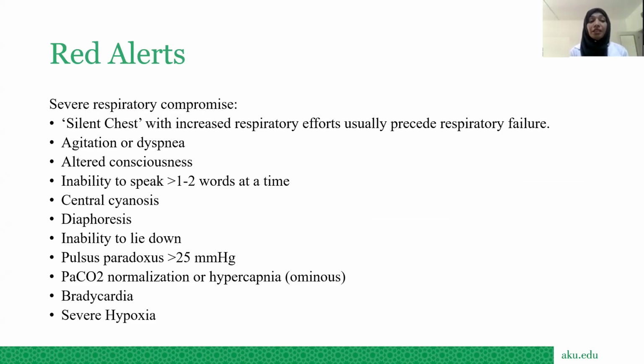There are certain red alert signs showing that the patient is developing severe respiratory compromise. One of these is silent chest. There will be increased respiratory effort, and it usually precedes respiratory failure. The patient will be agitated and dyspneic, with an altered conscious level. He or she will be unable to speak more than 1 to 2 words at a time. There could be central cyanosis and diaphoresis. The patient will be unable to lie down, and the pulsus paradoxus is now more than 25 millimeters of mercury.